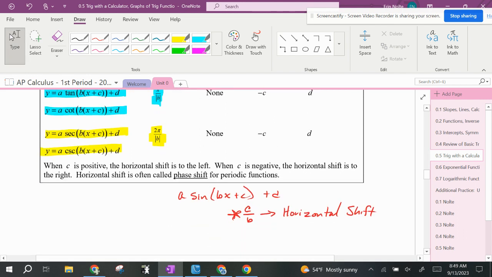Here is a big thing. I have rarely seen this form where they use two sets of parentheses. If you have two sets of parentheses, then you can say, oh, this function is to the right C or left C. But if it has been distributed, where it's most likely going to be written like this, that horizontal shift is going to be affected. So if there's only one set of parentheses, you have to do C divided by B to get the true horizontal shift. That's a big important piece.